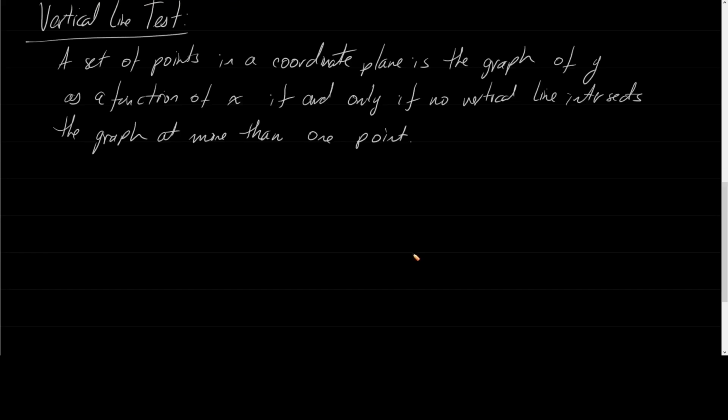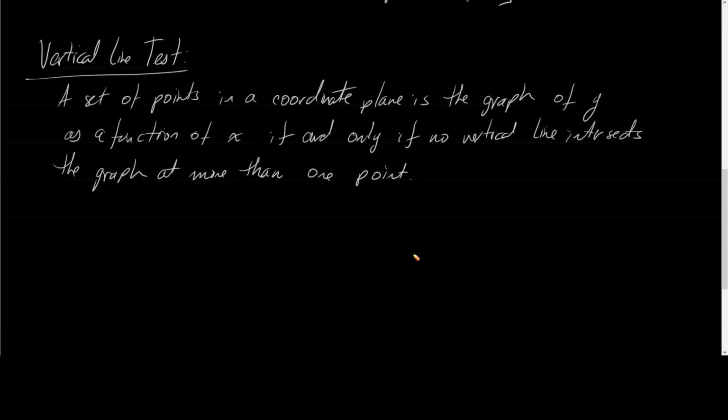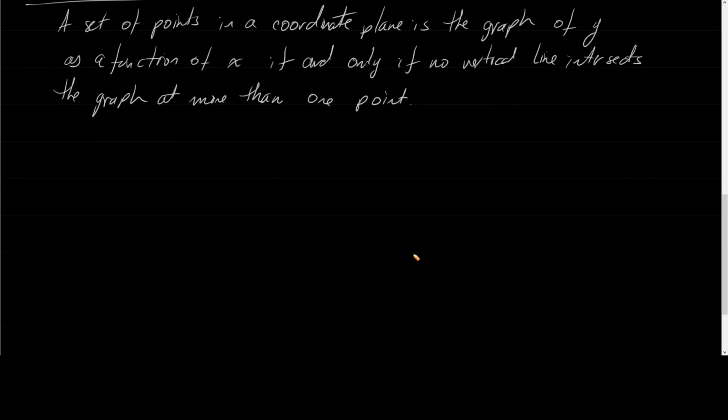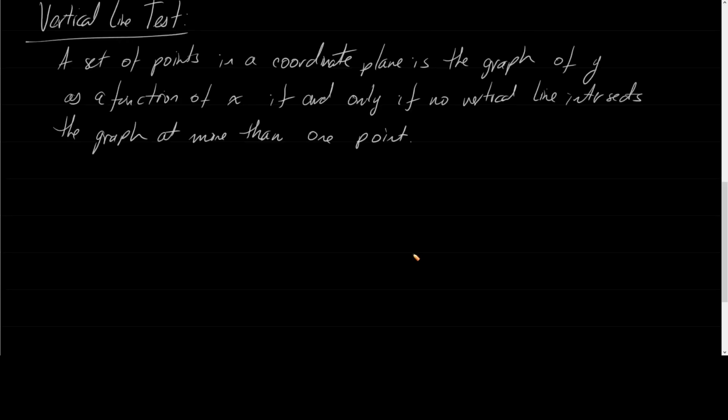All right. A set of points in a coordinate plane is the graph of y as a function of x if and only if no vertical line intersects the graph at more than one point. What do we mean? So let's look at examples of things that are functions. For example, in here, let's say I just had all these points.